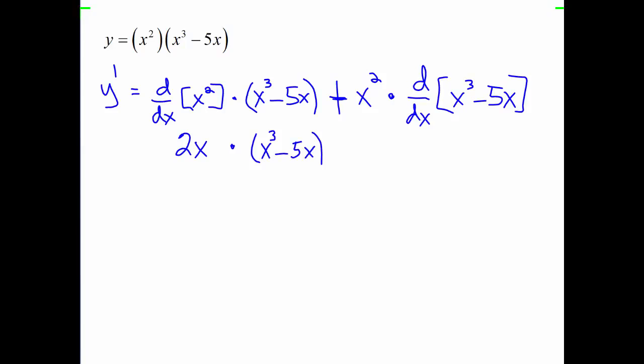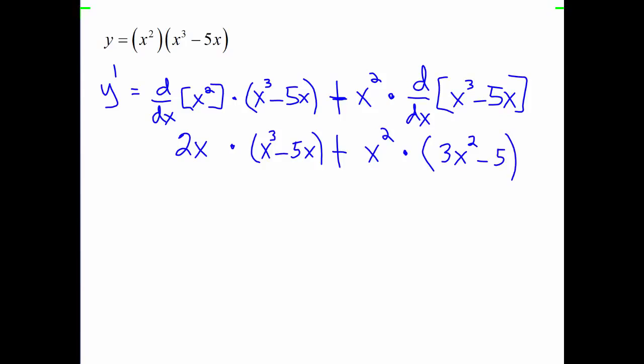Then over here, plus, we have x squared. Take the derivative of the second function, so times 3x squared minus 5. Okay?